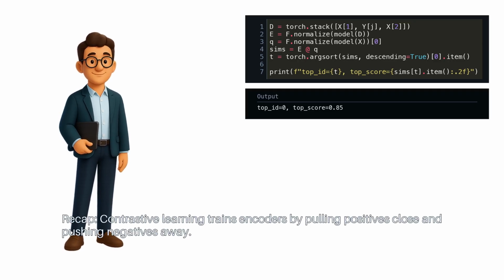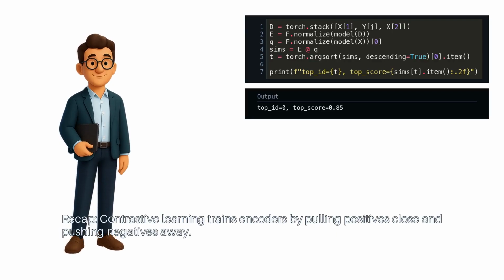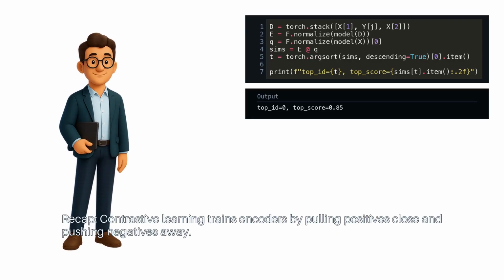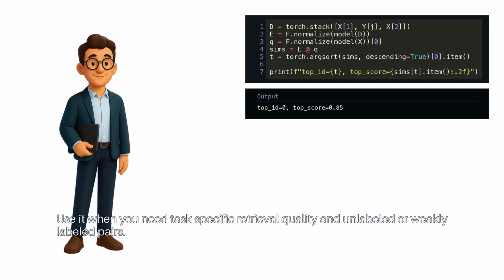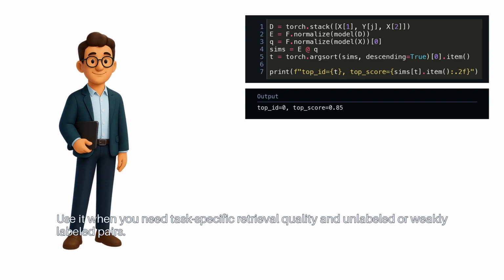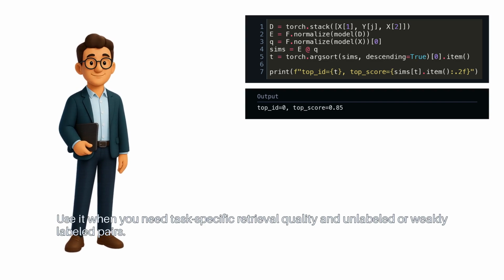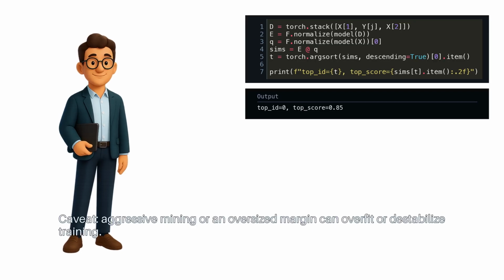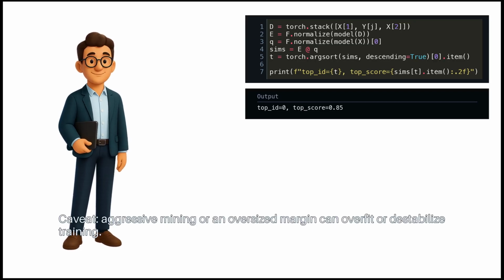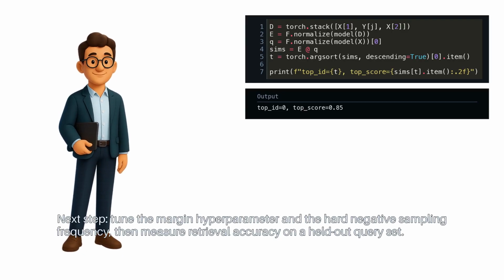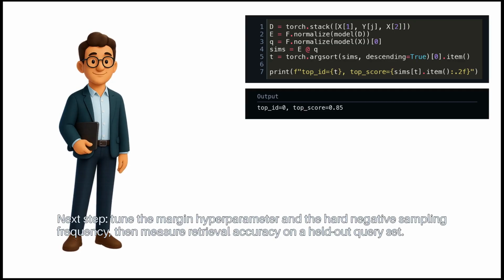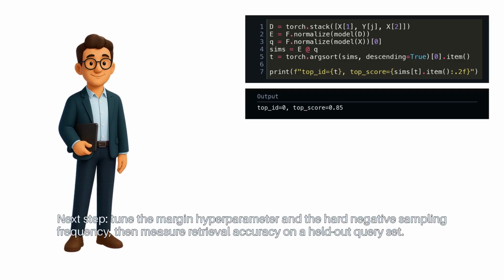Recap. Contrastive learning trains encoders by pulling positives close and pushing negatives away. Use it when you need task-specific retrieval quality and unlabeled or weakly labeled pairs. Caveat: aggressive mining or an oversized margin can overfit or destabilize training. Next step, tune the margin hyperparameter and the hard negative sampling frequency. Then measure retrieval accuracy on a held-out query set.